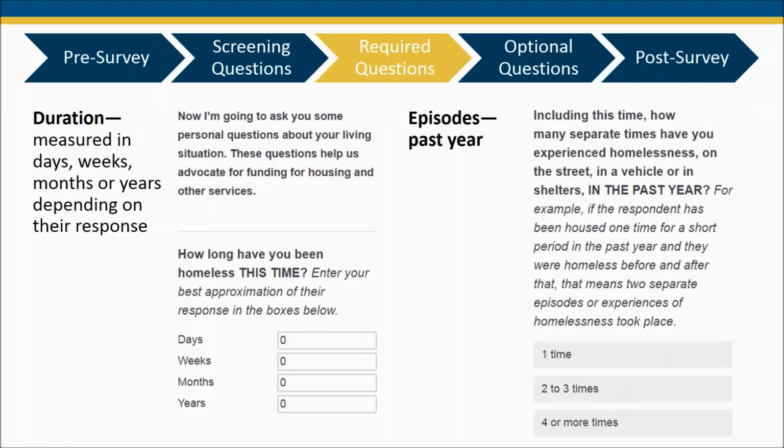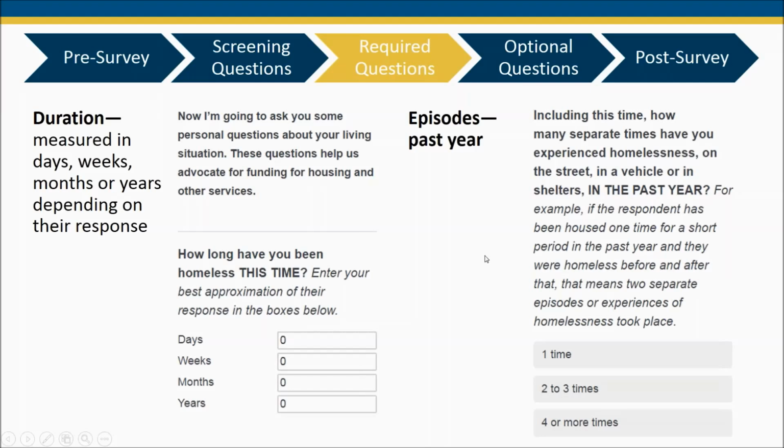The next 4 questions are regarding the chronicity of their homelessness. These will help us determine whether the respondent is chronically homeless or not. So the first question is regarding duration. So the question is, how long have you been homeless this time? And depending on the respondent, they may give you an answer in days, weeks, months, or years. So depending on the response, you can actually fill out any of the 4 options.